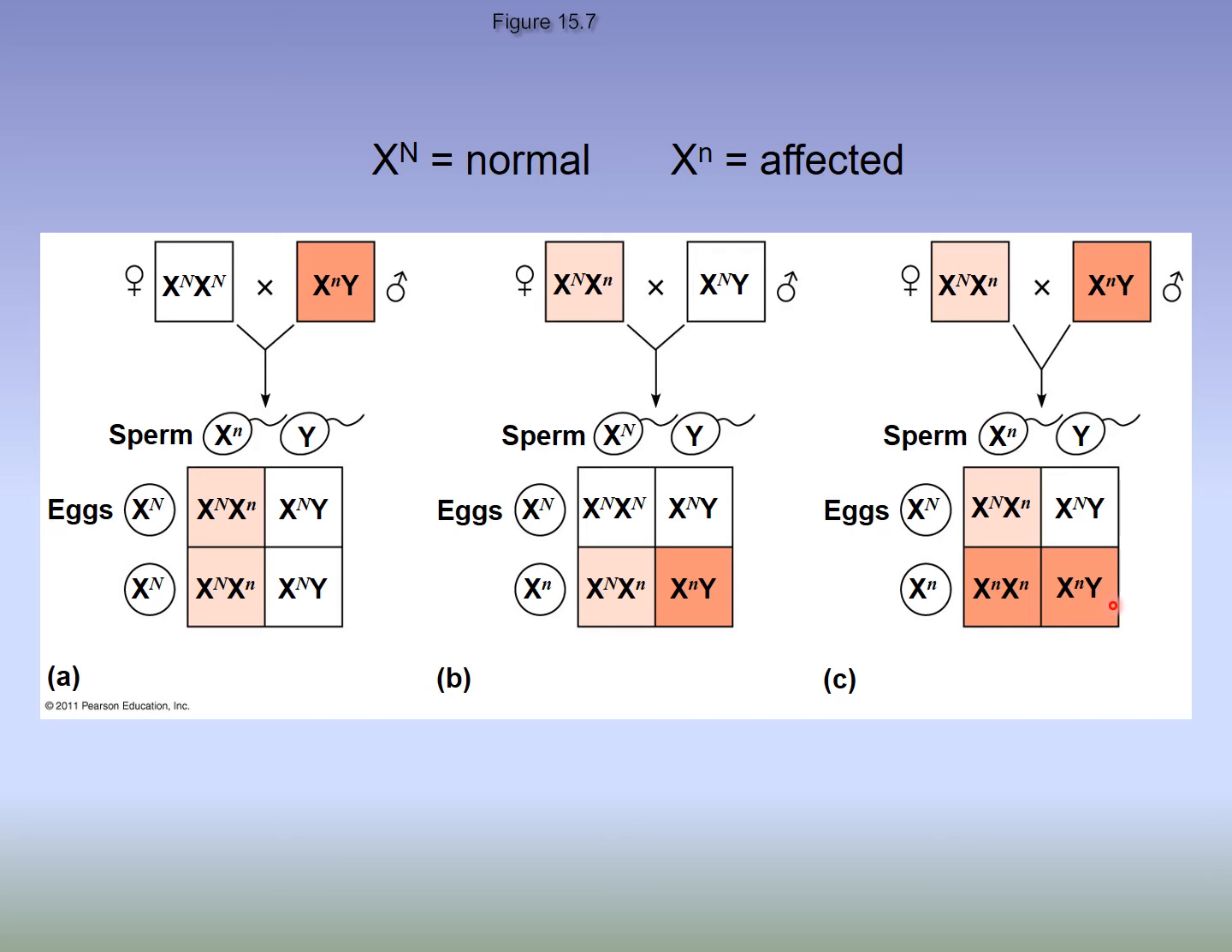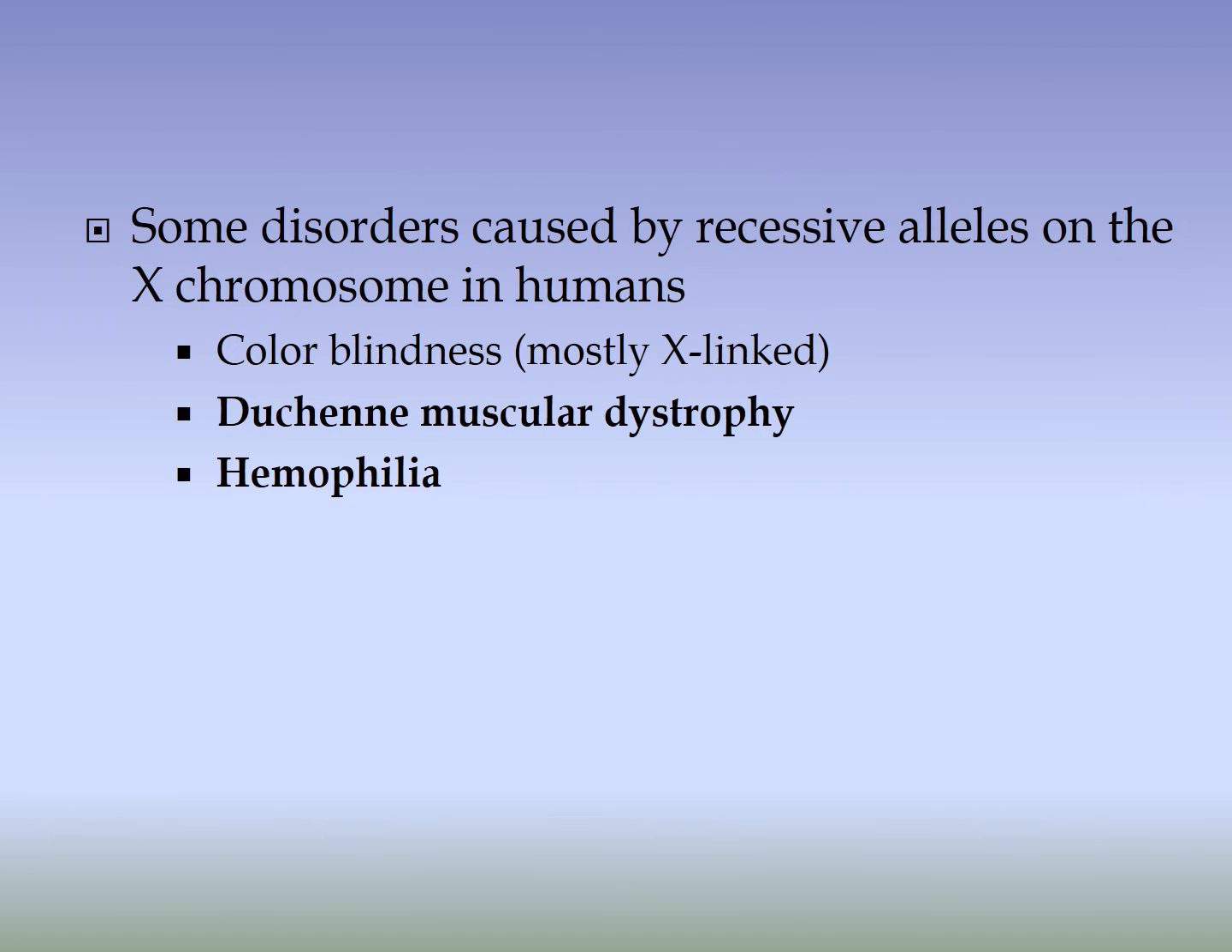I'm going to go ahead and do a couple examples just on the writing board so that you will have a variety of examples. And we'll see some actual disorders. Now, some disorders are caused by recessive alleles that are on the X chromosome, and these are some of those examples, and we'll see some in the examples that I provide in a separate video.